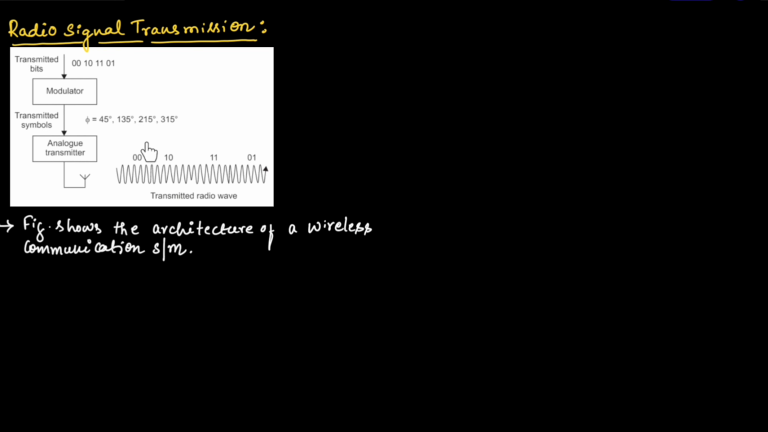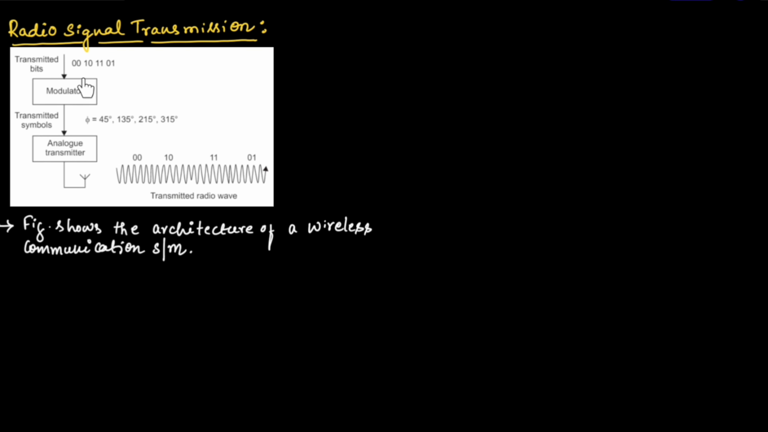In this lecture, let us understand radio signal transmission. The above figure shows the architecture of a wireless communication system. The transmitter accepts a stream of bits.